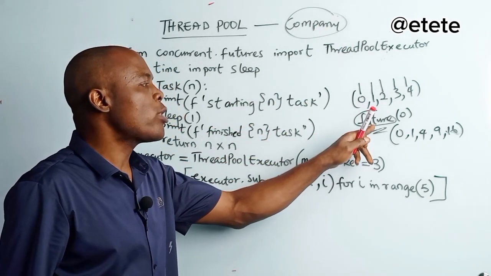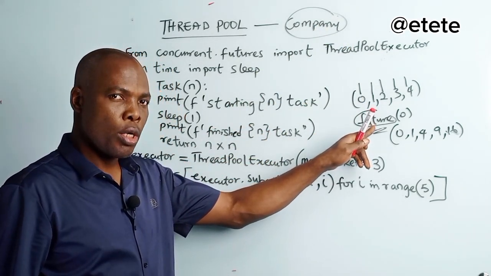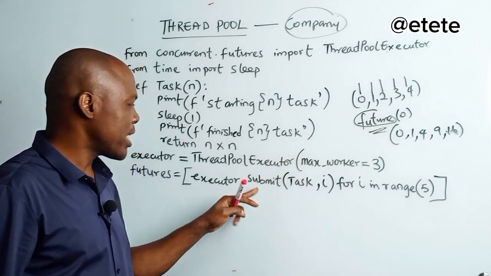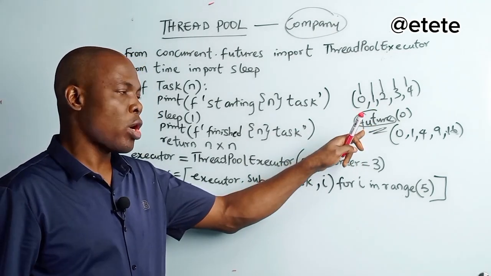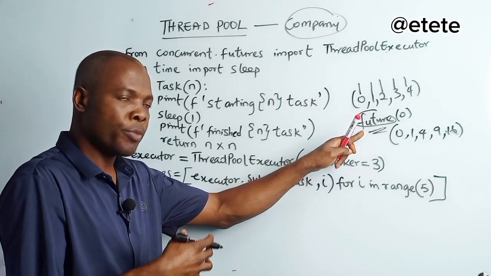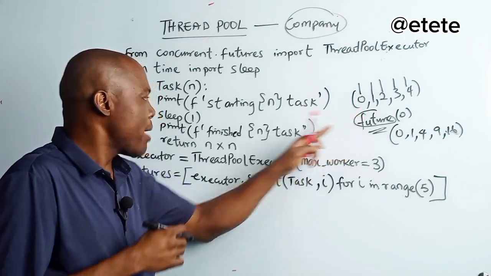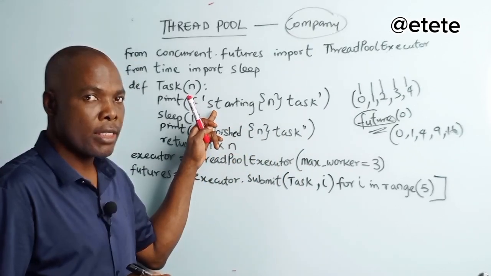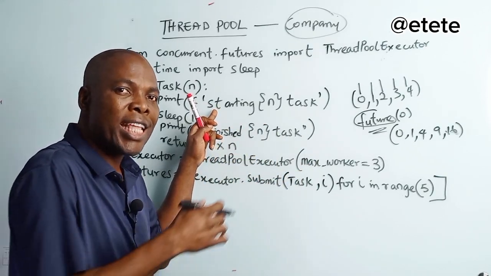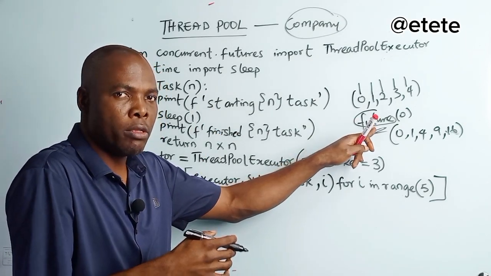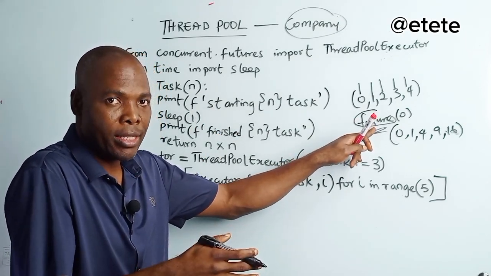Now, if you try to print out this future, the system might probably be telling you pending, because as at the time this submit created this future as a placeholder to store the results that will be returned, this thread might not have finished this task. So if you try to access that memory location of this future, it might probably be telling you pending.